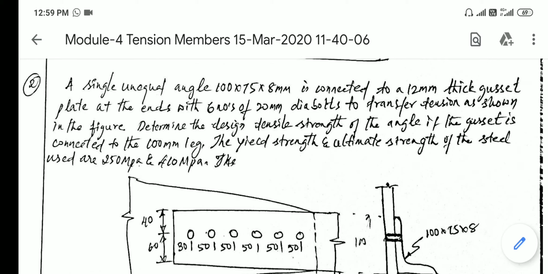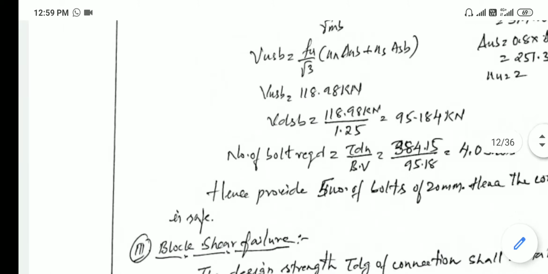So last class we solved problems with plates. We solved both cases: case number 1, zigzag bolting, and second case, chain bolting. Now we solve the next type of problem, when the angles are connected with gusset plates. Here it may be a single angle or a double angle. So in today's video we solve the single angle problem.